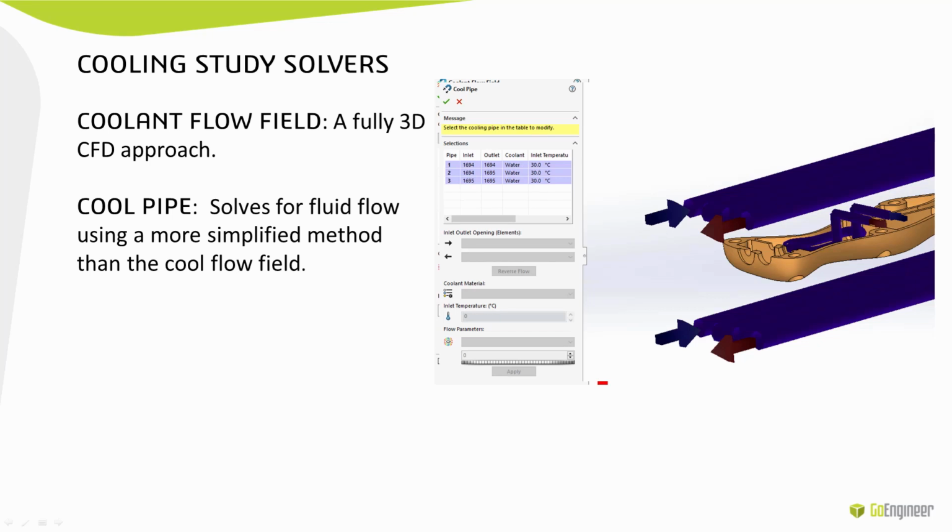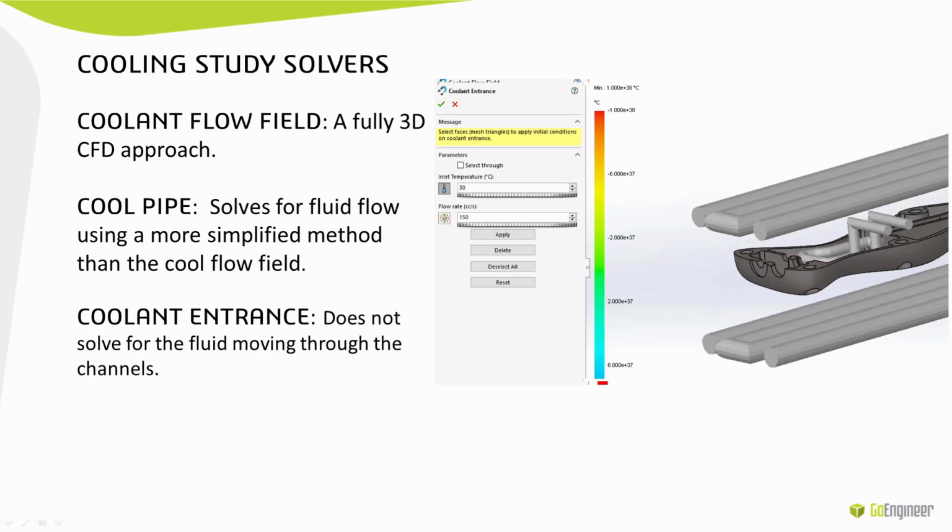The next one is Cool pipe, which solves for the fluid flow using a more simplified method. It doesn't take nearly as long. The channels in these must be created using the runner and cooling design tool, so you're actually creating them based off of sketches, 3D sketches or 2D sketches. With the Coolant flow field, we can actually have 3D modeled water lines and do the analysis on those.